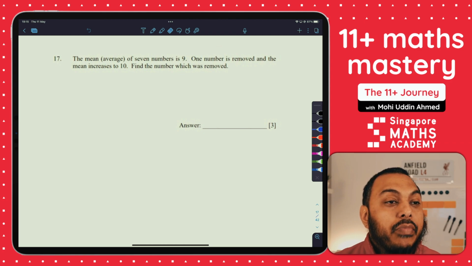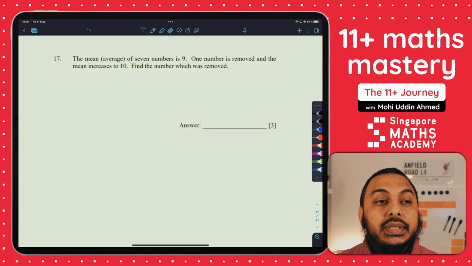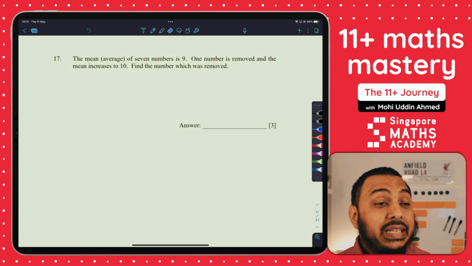So it says here, the mean average of 7 numbers is 9. One number is removed and the mean increases to 10. Find the number which was removed.